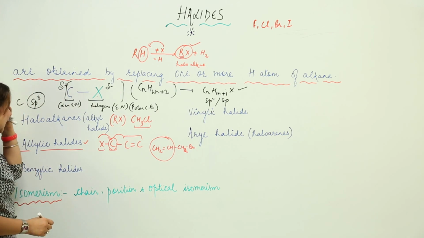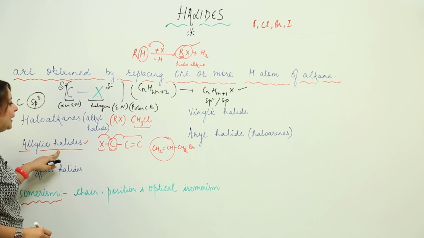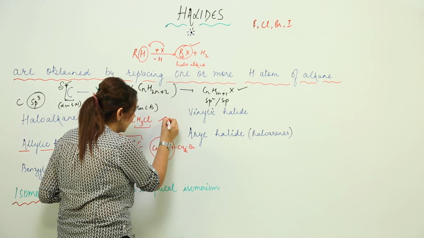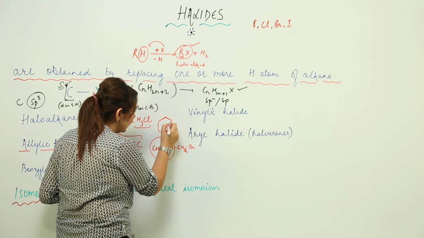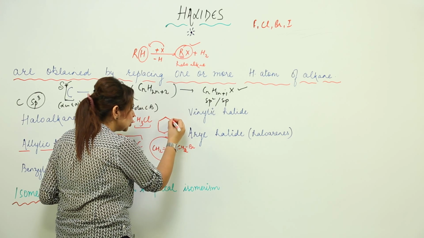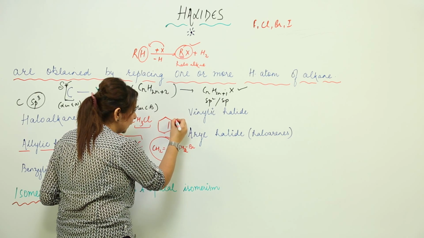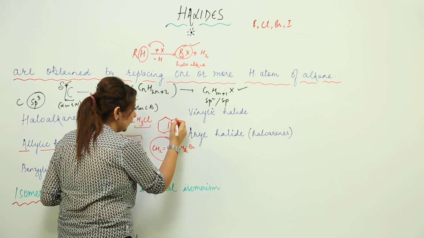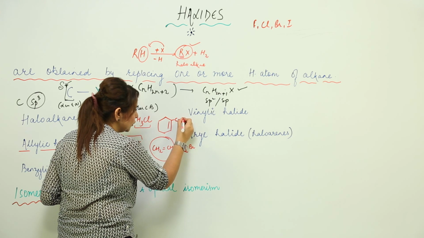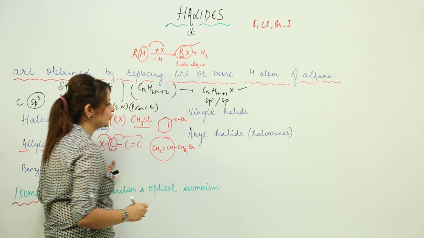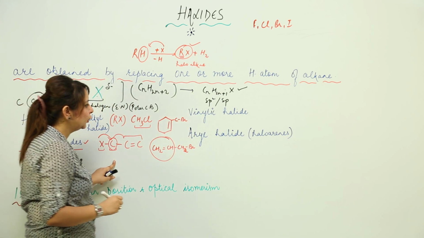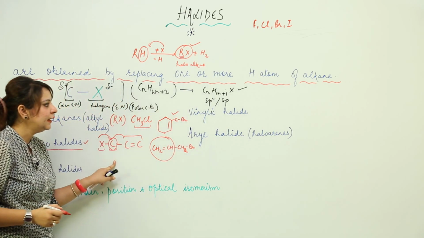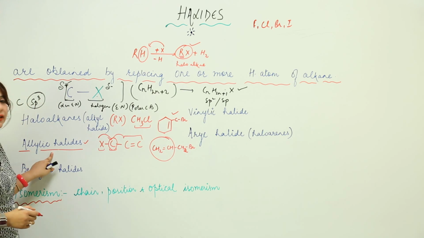One more thing: you can also observe this allylic halide in a cyclic compound. For example, I have a benzene ring in which I have this double bond. It is attached to a carbon, suppose this is my carbon, and to this our halogen is attached. So you can say that this kind of compound is again an allylic halide.